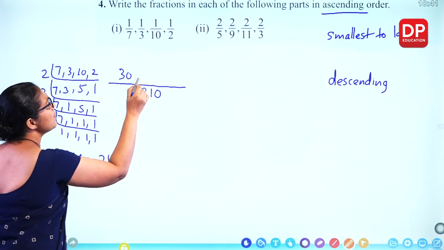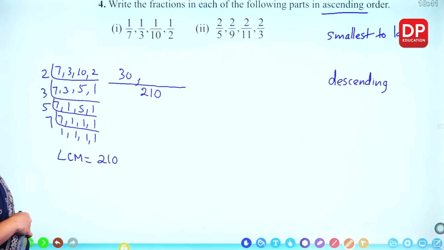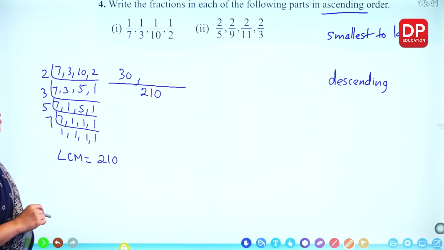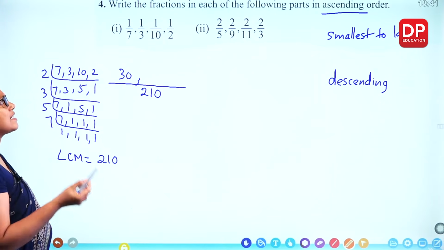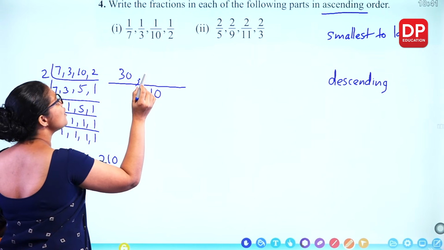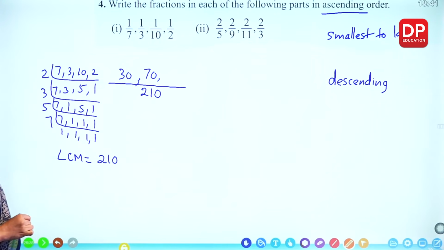What about the next one? We'll put a comma here. I'm doing the second fraction. 1/3. How do you get 210 from 3? So you need to multiply by 70. 70 times 3 is 210. So you do the same thing to the numerator. So 70 times 1 is 70.